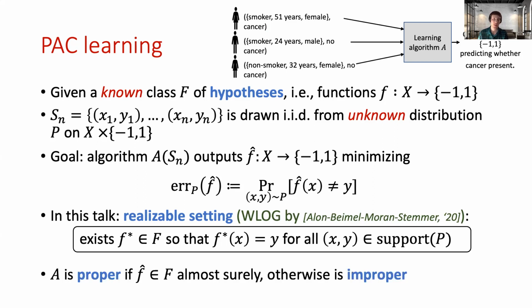And finally, I'll define an algorithm A to be proper if the hypothesis F hat that it outputs belongs to the class F with probability 1. And algorithms which are not proper are known as improper.